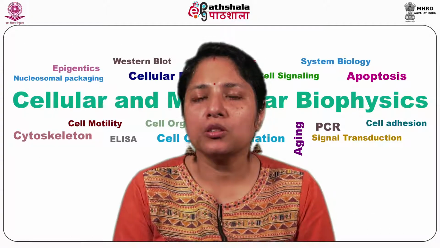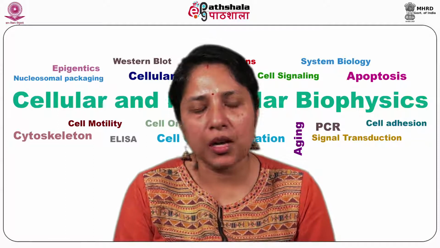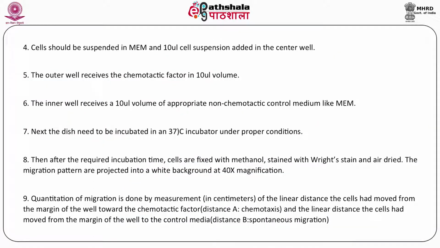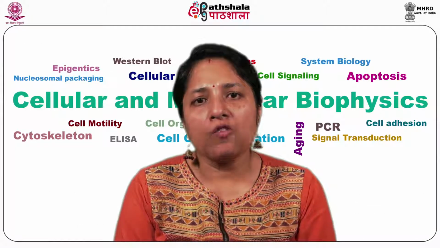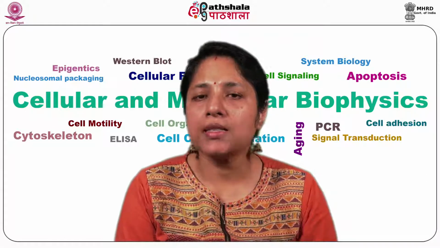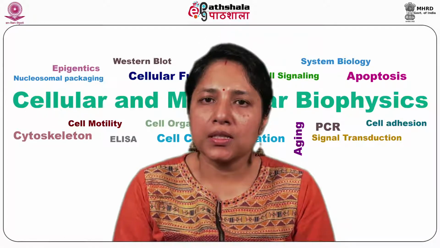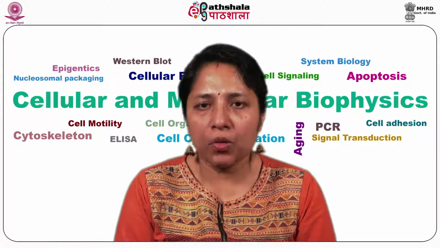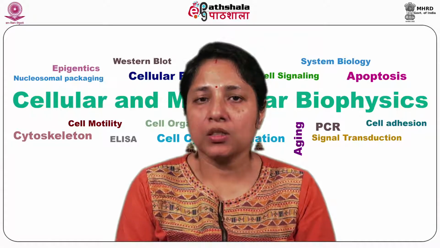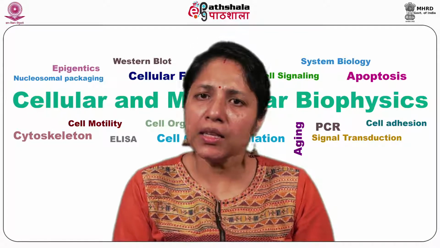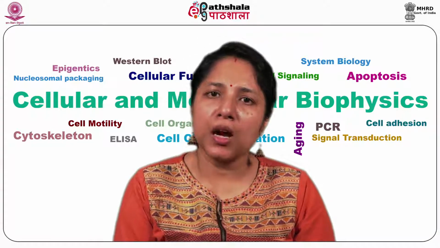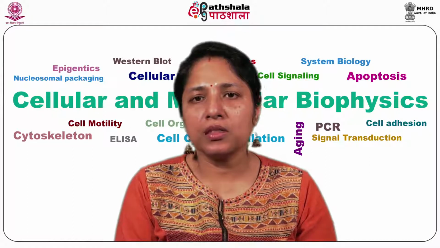Next, the dish needs to be incubated at 37 degrees under proper conditions and for proper time. Then after the required incubation time, cells are fixed with methanol, stained with Wright stain and air dried. The migration patterns are projected onto a white background at 40x magnification. Quantification of migration is done by measurement in centimeters of the linear distance the cells have moved from the margin of the well toward the chemotactic factor. Now this is the distance A, and the linear distance the cells have moved from the margin of the well to the control media is distance B.